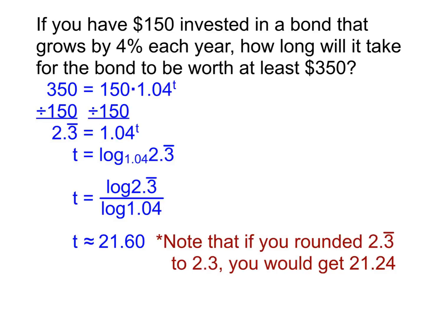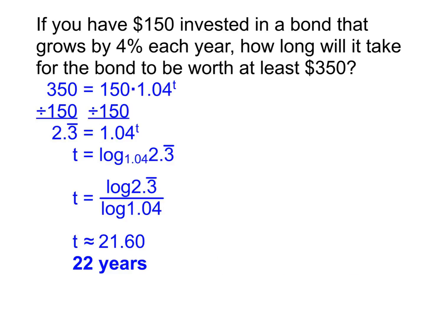And then once you figured out the log of 2.3 repeating, divide it by the log of 1.04 to be able to get that 21.60. And so once we get that answer, in this case we do find it is about 21.6. Therefore, we can conclude if we were trying to say about how many years, it'd be about 22 years.